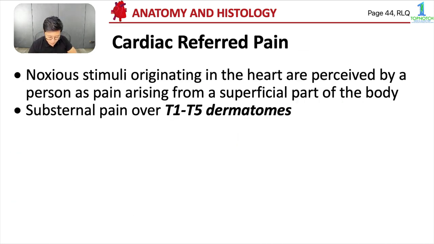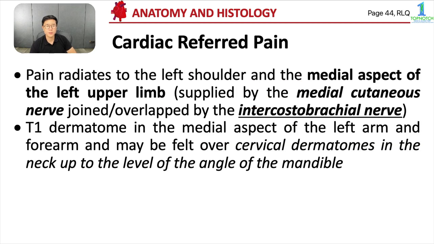So for cardiac referred pain, it's when noxious stimuli originating in the heart are perceived by a person as pain arising from a superficial part of the body. Usually, it's over the T1 to T5 dermatomes. So the pain can also radiate to the left shoulder and the medial aspect of the left upper limb, again because of your medial cutaneous nerve joined or overlapped by the intercostobrachial nerve, which is a branch of your second intercostal nerve.